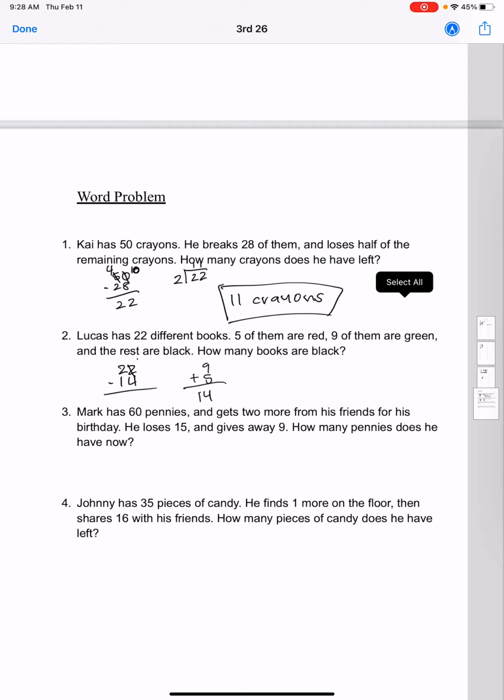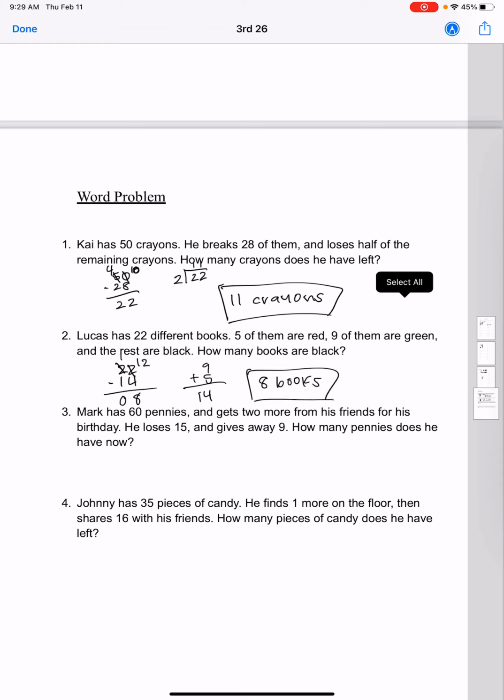So 2 changes into a 12, the other 2 changes into a 1 because you're taking a 1 from the 2 and bringing it over to the other 2 to make it a 12. 12 minus 4 is 8, 1 minus 1 is 0, so that means he has 8 books that are black.